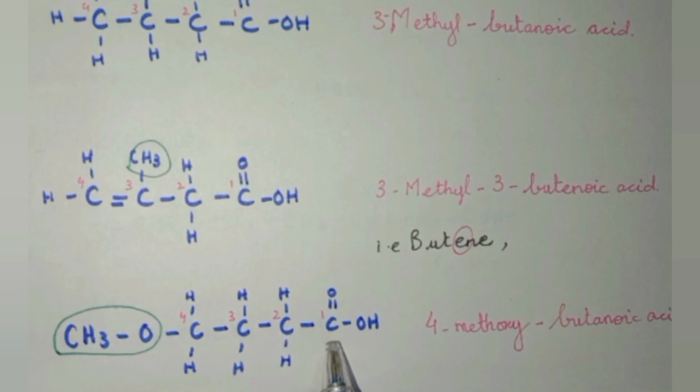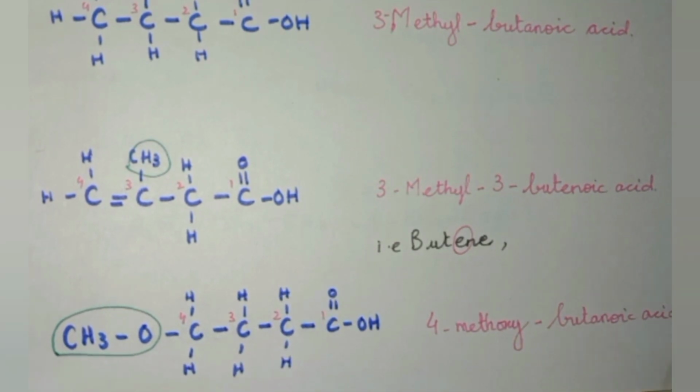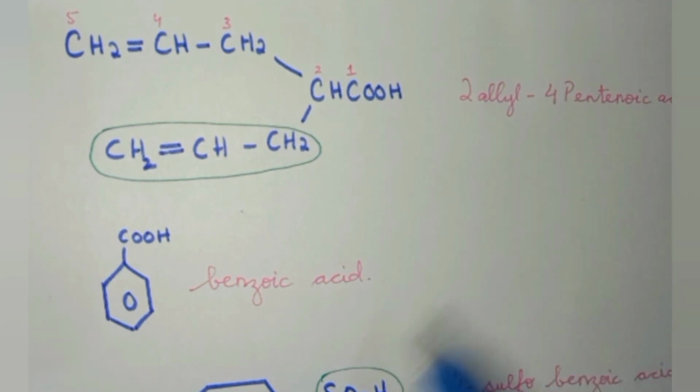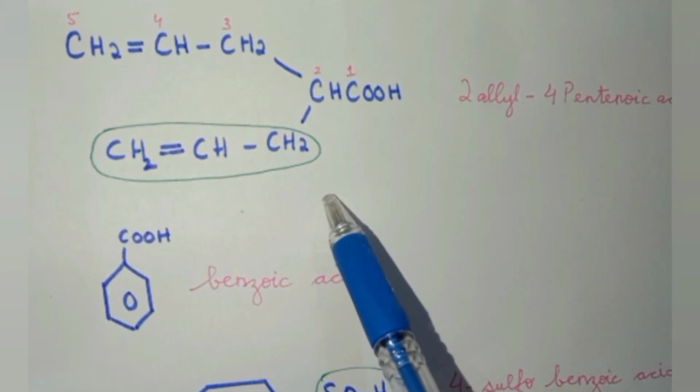So we'll number it from here 1, 2, 3, 4. And on the 4 there is the methoxy group present. So we'll name it as 4-methoxy. And why butanoic acid? Because 4 carbon atoms are present. So we'll name it as butanoic acid. Hope it is clear. And this is a very easy example. It might look complex or difficult, but actually it is a very simple example.